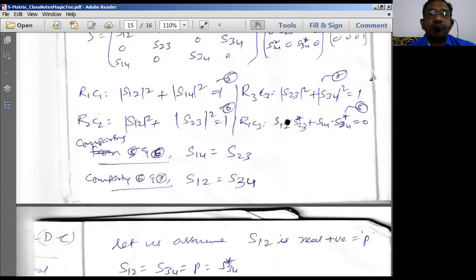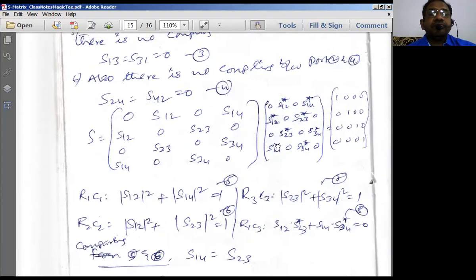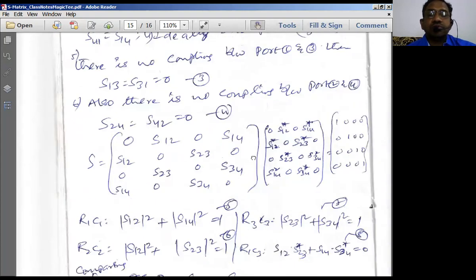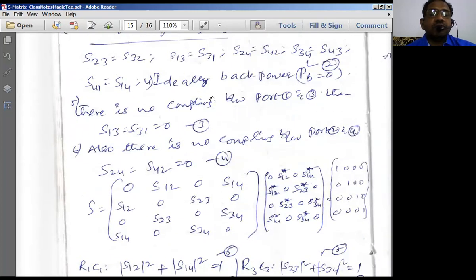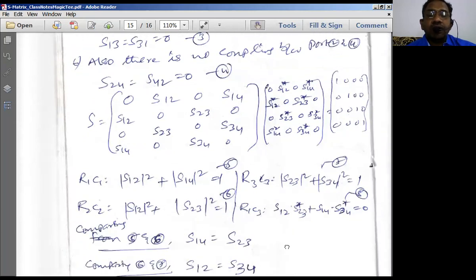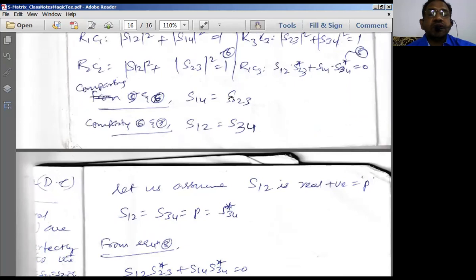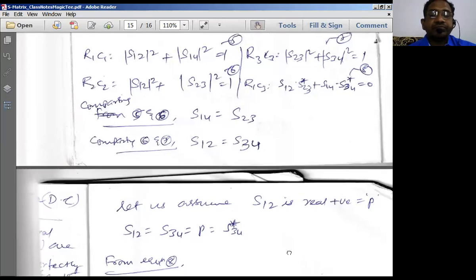Now here we have the approximation in the above where S23 is equal to S32. By making the approximations with respect to above, we are going to get this particular equation to be solved. Thereby I can make this approximation as S14 is equal to S23, S12 is equal to S34, by making the approximations as above with respect to all these parameters. I can just get into this.